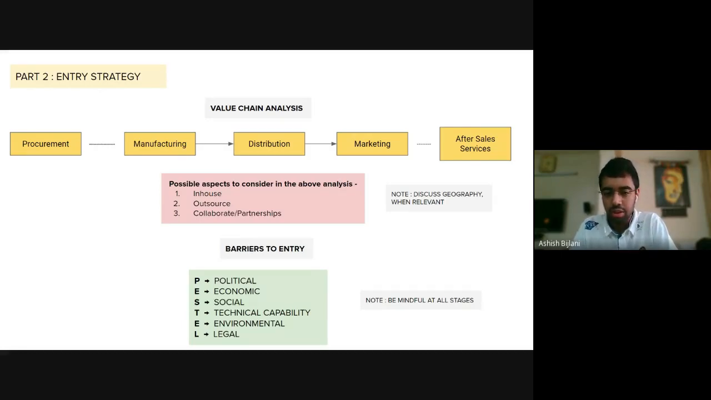You need to be always mindful, especially in new geography problems. It makes sense that you're entering a new geography, but it's not necessary that all of the steps of the value chain need to be done there. I think that should also be pretty clear. It's not necessary that you need to manufacture there. So all those nuances you need to keep in mind when discussing with the interviewer, so that they also understand that you are thinking of all the possibilities. So that explains the value chain analysis.